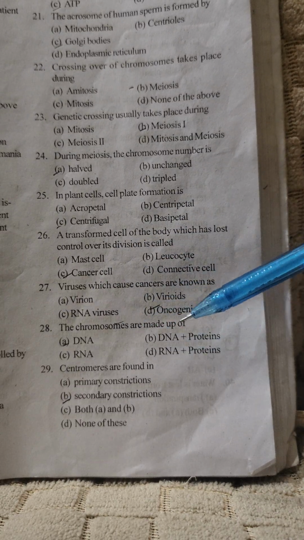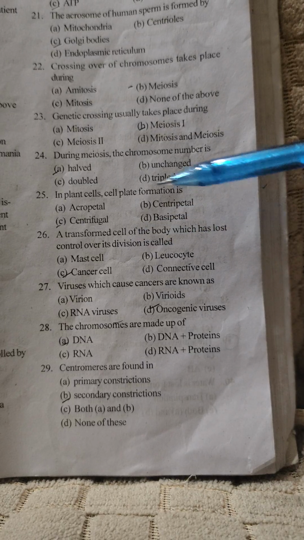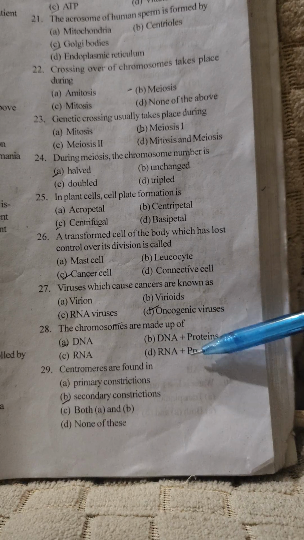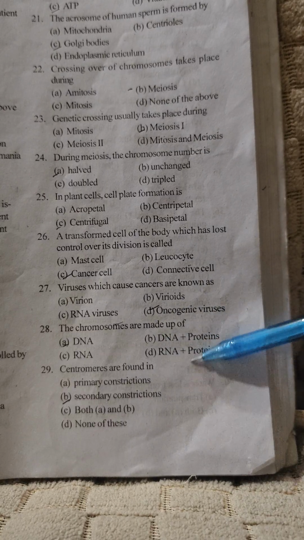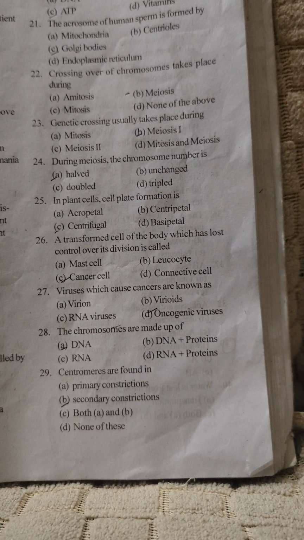A transformed cell of the body which has lost control over its division is called a cancer cell. Uncontrolled division happens in one place, and that is a cancer cell.